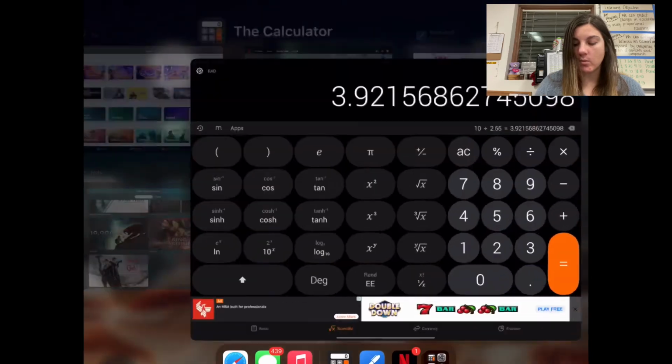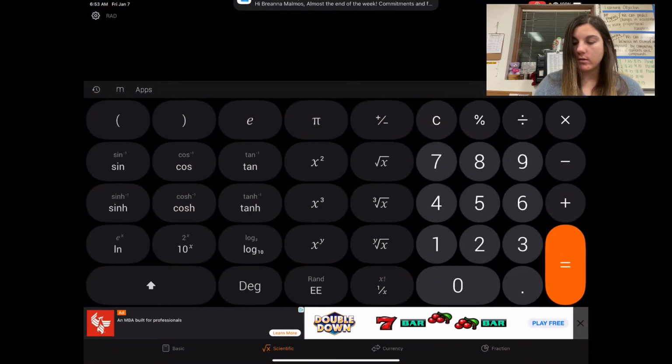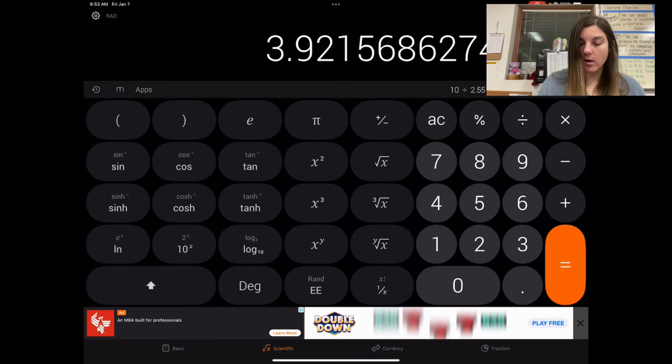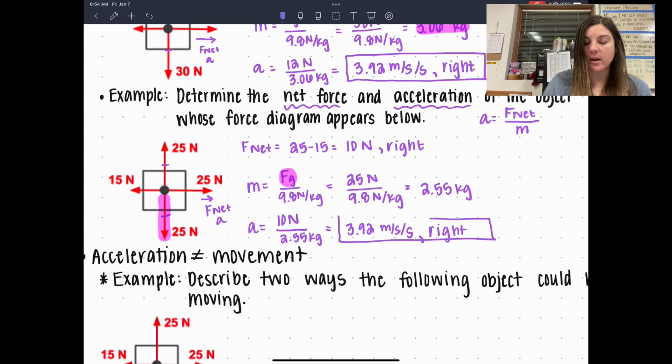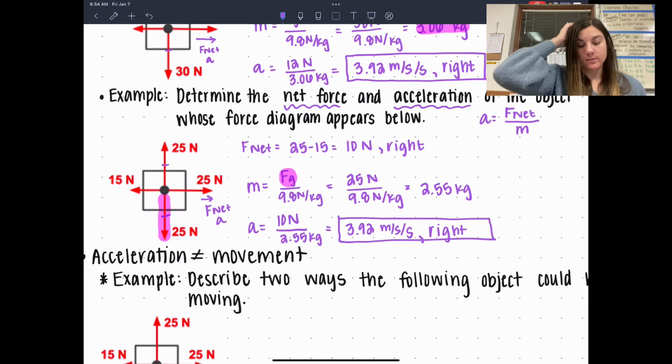Wow, same exact answer as before. That's crazy. So 3.92 meters per second squared. I was just noticing it's the same exact acceleration as the previous one. That's wild. So since my net force is in the right direction, that means my acceleration is also going to be in the right direction as well. So my final answer for acceleration would be 3.92 meters per second squared to the right.